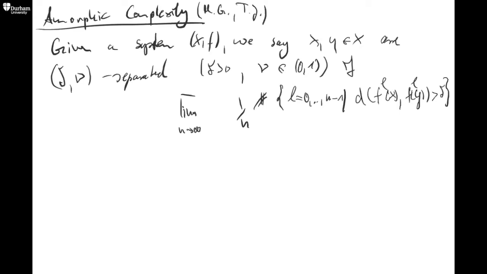Okay, and if this frequency, which I've written here, the frequency of times at which the orbits of x and y are at a distance bigger than delta, if this is bigger than nu, then we say x and y are delta-nu separated. Okay, I will give this a name. This frequency, I will call it d_theta of x and y.